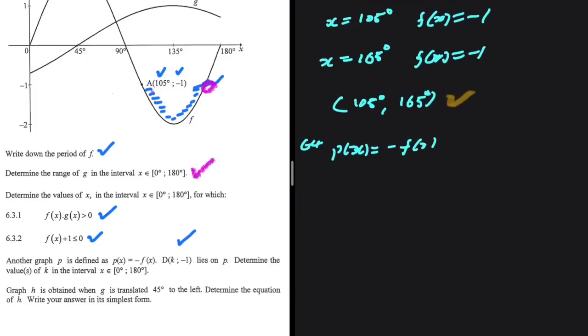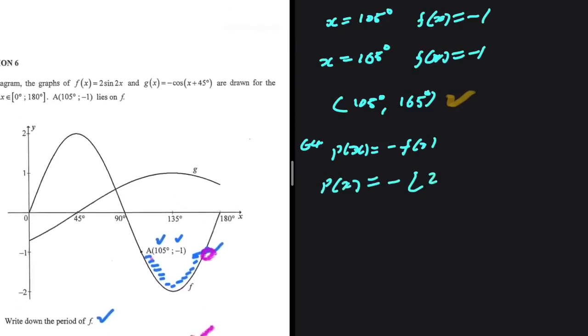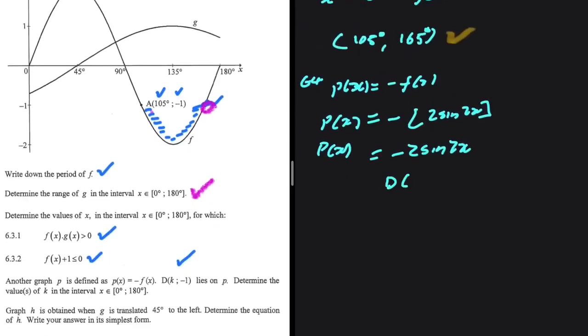So P of x is equal to minus f of x. So P of x is equal to minus, what is f of x? f of x is 2 sine of 2x. So P of x is equal to minus 2 sine of 2x. This is P of x. And then on P of x, we have a point D of coordinates k and minus 1. We're supposed to find the value of k. So we will simply substitute into P of x.